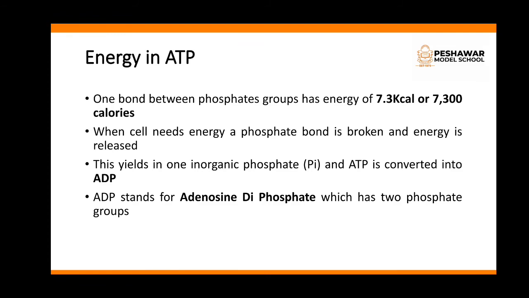After breaking the bond, the ATP is converted into ADP, which is adenosine diphosphate, having two phosphate groups, and we get an inorganic phosphate. So in the end we get energy of 7.3 kilocalories, ADP, and inorganic phosphate.